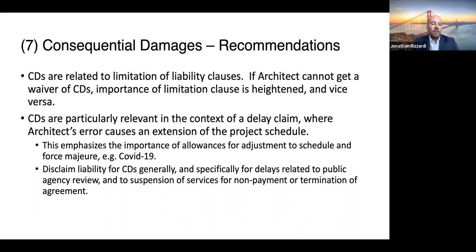And then, the ideal is that you can disclaim liability for consequential damages generally, and specifically for delays relating to public agency review. I mean, that is a huge one. Try and get a client to agree with you that the delay is attributable to a public agency and not to an architect after the project has gone south. And that's one I see all the time. And then also suspension of services for non-payment or termination of the agreement. You don't want to be liable for delays during that period of time.